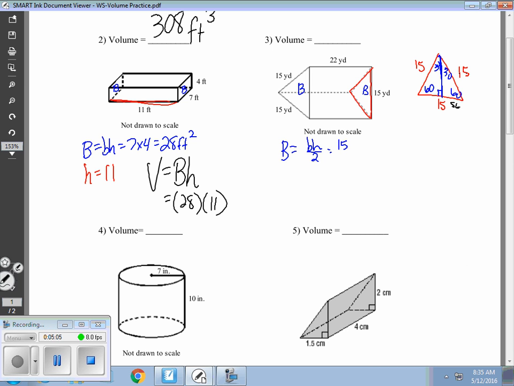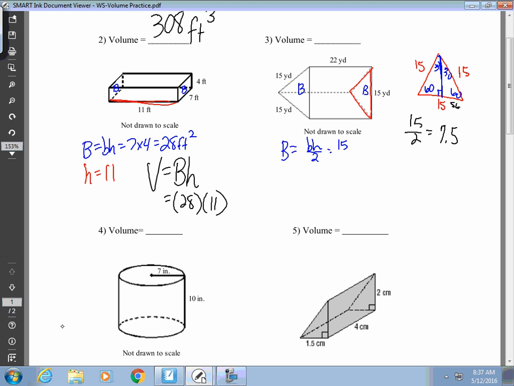Remember, over here, this is our short leg. How do we get our short leg? Yeah, 15 divided by 2. What's half of 15? Yeah, 7.5. All right. Okay, so if this 7.5 is the short leg, yep, our long leg is 7.5 square root of 3. It's whatever the short leg is, square root of 3.